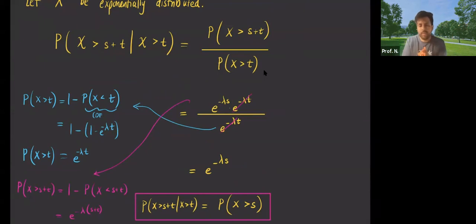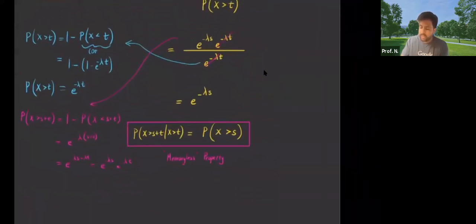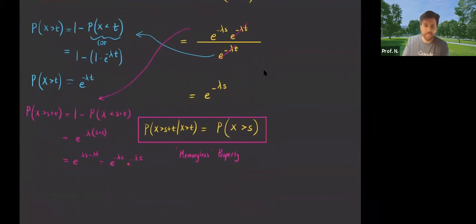So that's what exponentially distributed random variables really indicate. They indicate that we start from this moment on. It doesn't matter what happened before. We start from this moment onward. Okay, so that's a very interesting aspect of exponentially distributed random variables.